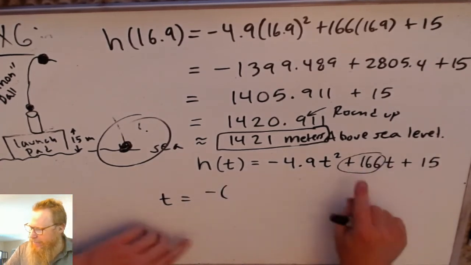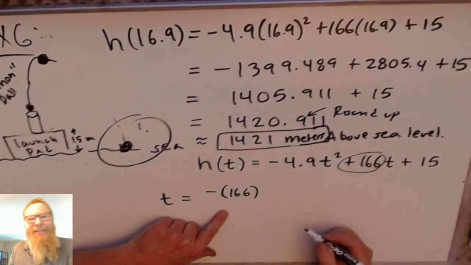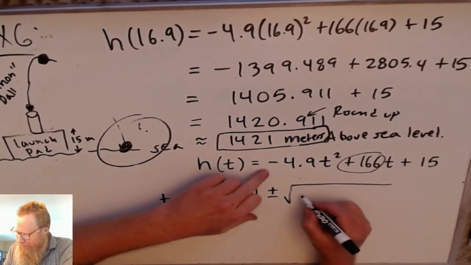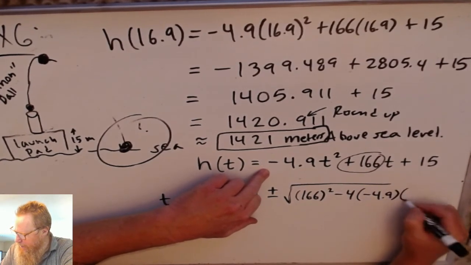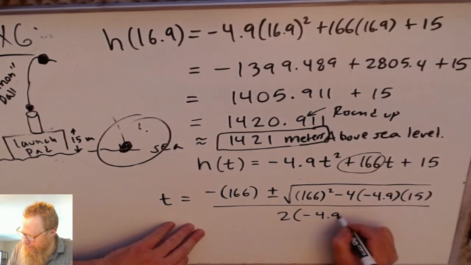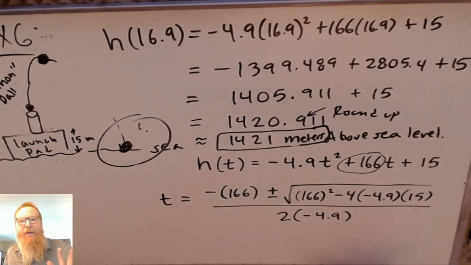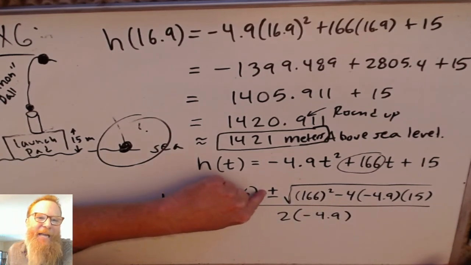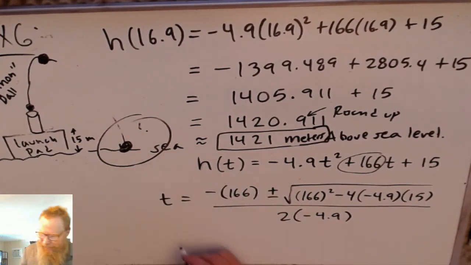Now, this time my b is not negative. My b is 166. So I'm not going to screw this one up. Negative 166 plus or minus the square root of 166 squared minus 4 times negative 4.9 times 15, over 2 times negative 4.9. Now this one's kind of weird. I'm actually going to keep both answers and then decide when I'm done which one is negative, which one's positive, because it's hard to tell.